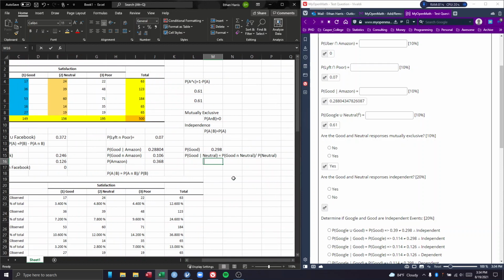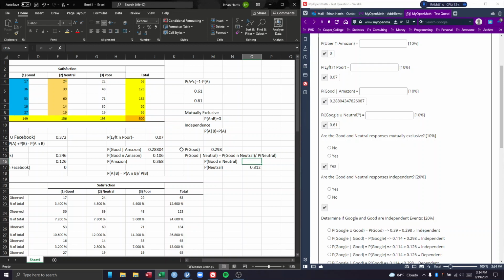Okay, so we need the probability of good intersect neutral, and we need the probability of neutral. We can actually answer this really quickly, because we know the probability of neutral is 156 divided by 500. What the heck, let's just do it. Equals 156 divided by 500.